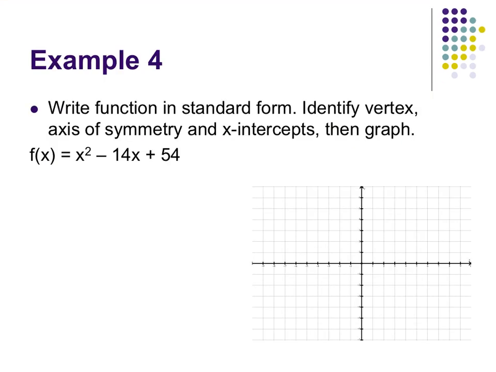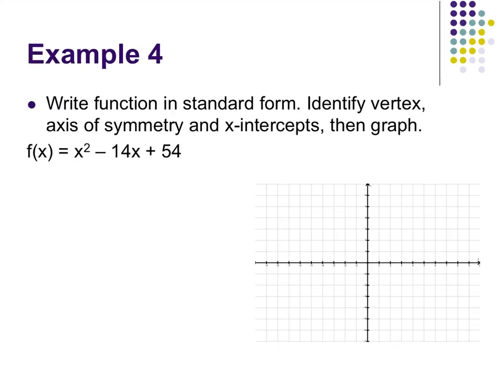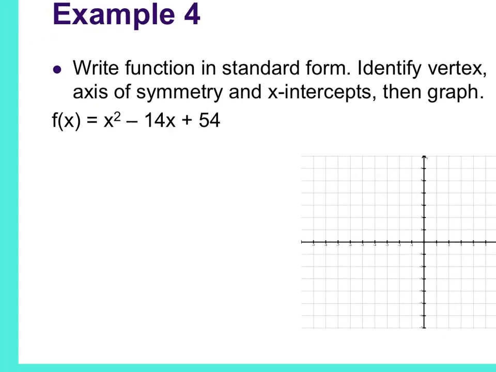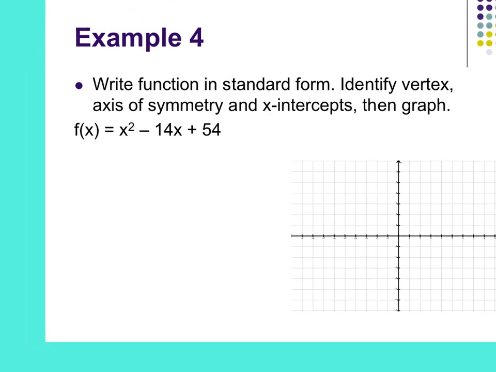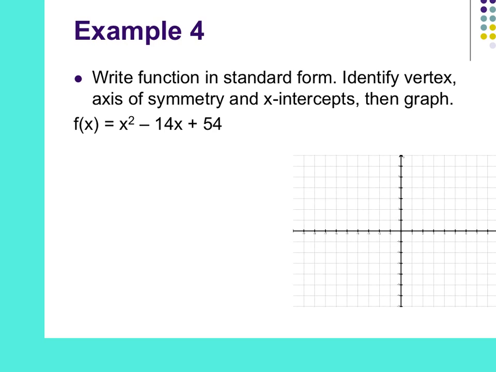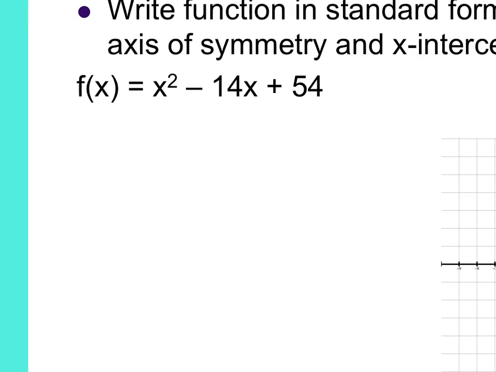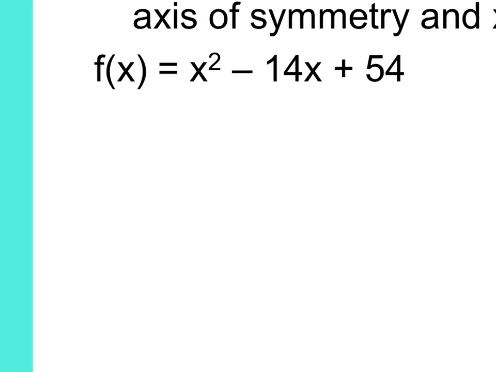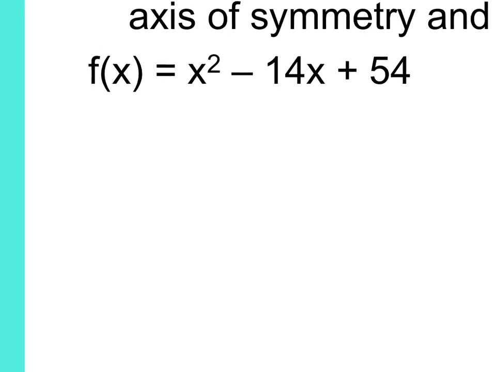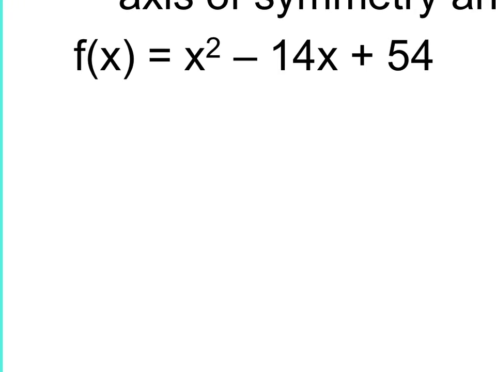So again, we're going to walk through these steps for this one. Example 4 says, write the function in standard form, identify the vertex, the axis of symmetry, and the x-intercepts, and then graph it. So this is not in standard form, right? If it's got an x squared and an x, it's not in standard form. So what's my first step for completing the square?